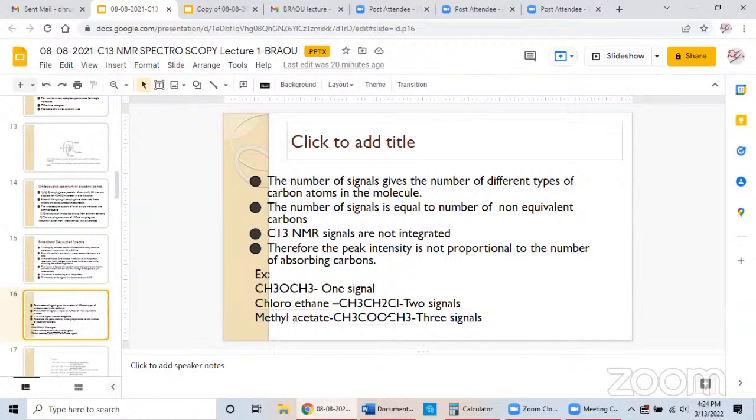Methyl acetate. Here how many carbons are there? Can anybody tell? One CH3 carbon, one OCH3 carbon, and the carbonyl carbon. If you observe the proton NMR of this methyl ester, how many signals would you see? Only this and this. Only two types of proton signals you will see, because the carbonyl carbon of the ester is not attached to any proton, so you will not observe it in the proton NMR spectrum. Whereas in C13 NMR, you can observe this. CH3 signal you can see, CO you can see, and the other CH3 you can see. So you can see three signals.